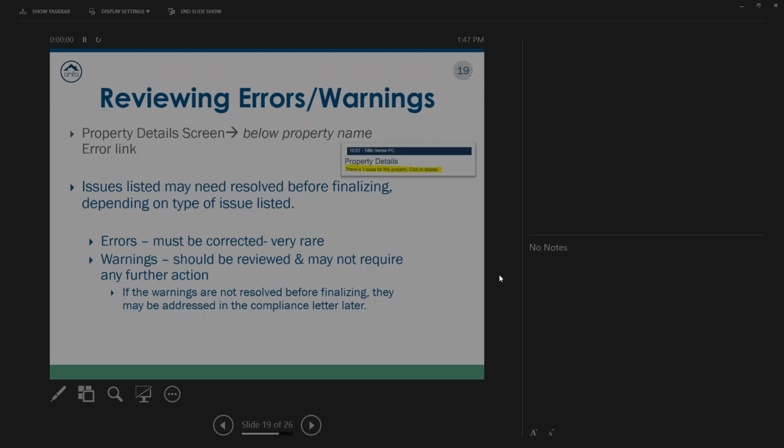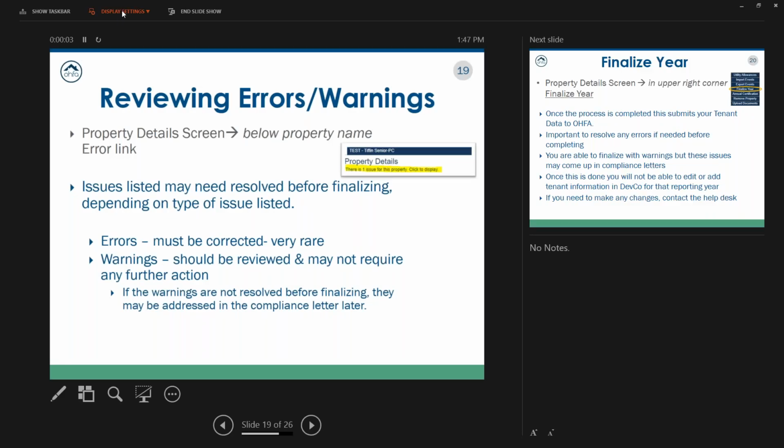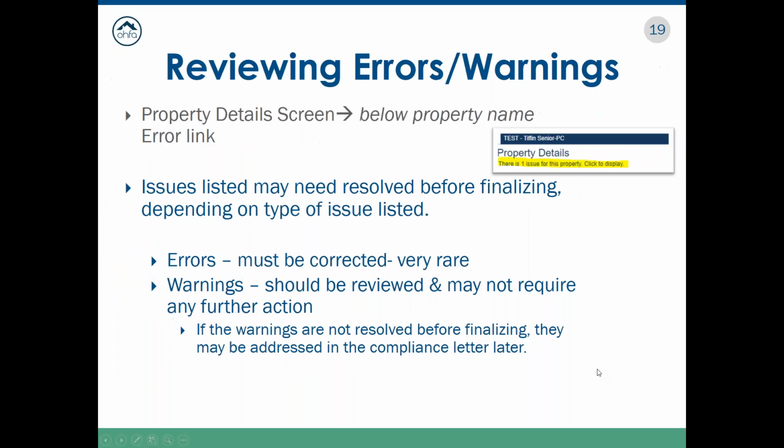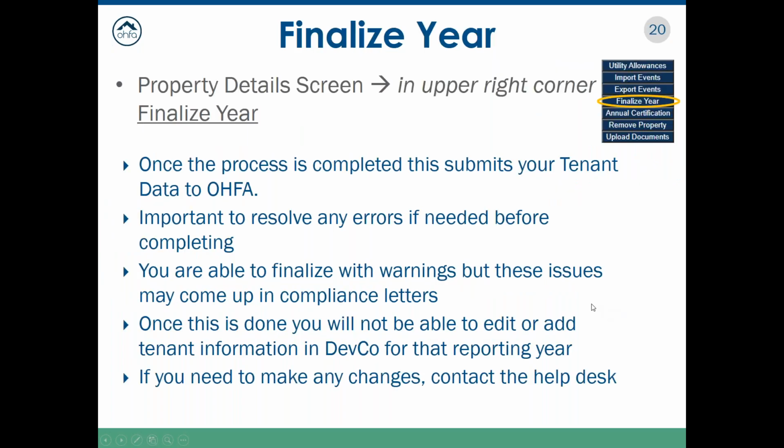Okay. So anyway, once you have updated all of your errors and warnings, then it is time to finalize the year. Again, this is giving you a little screenshot of where the finalize year button is, right there on the right-hand corner. And once the process is completed, you can submit this tenant data to OFA.